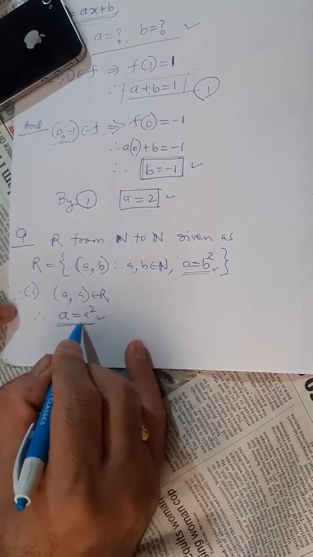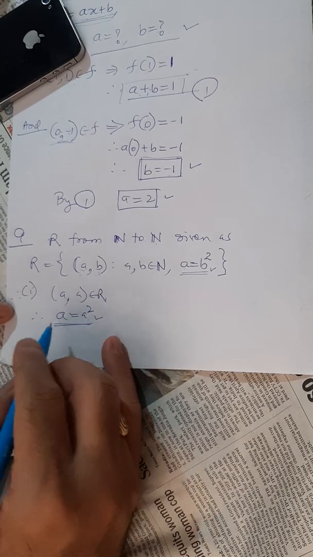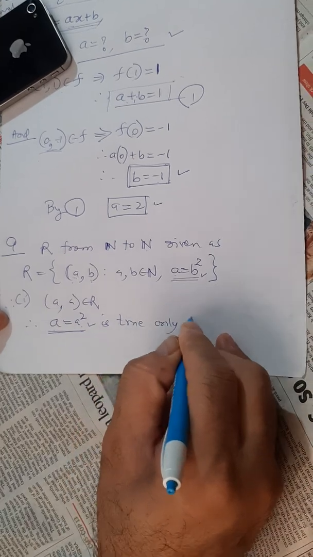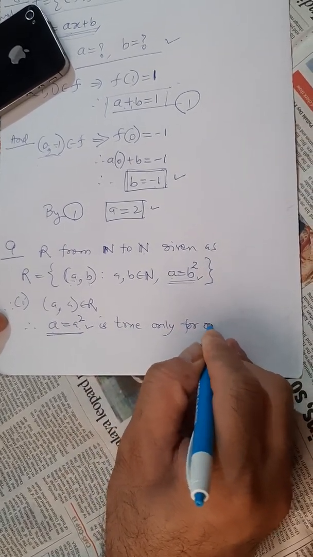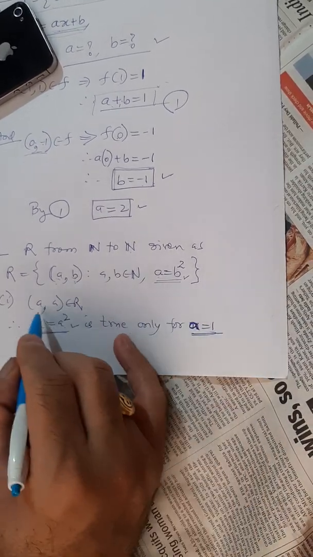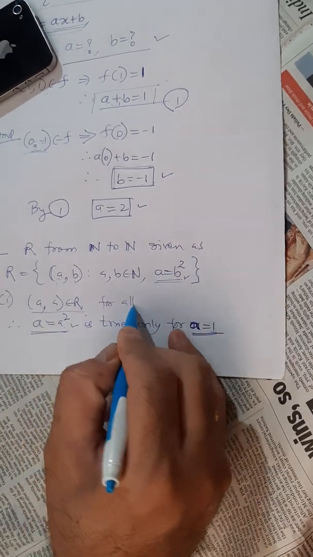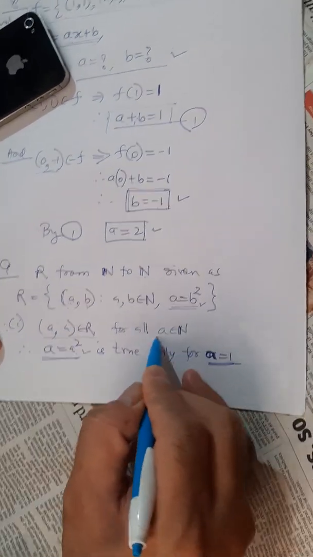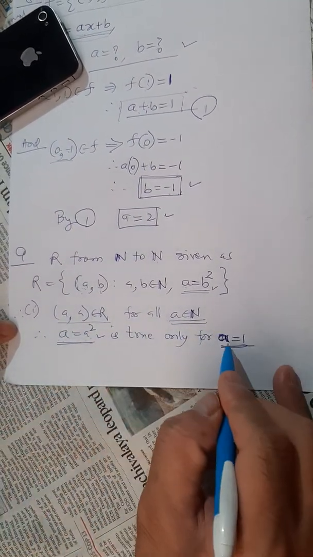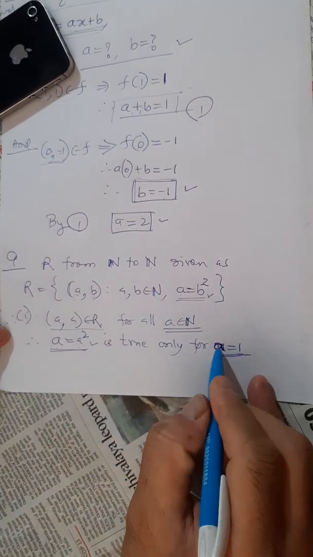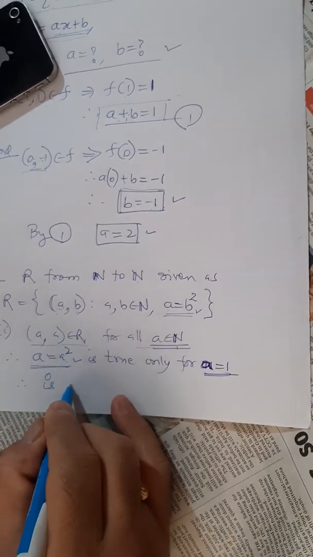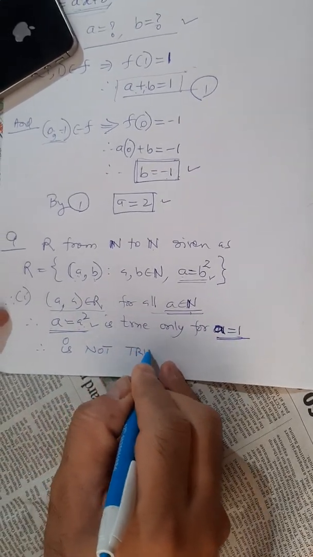So you know that this is true only for n equals to 1, not for all. In the question it is written for all. Is this true for all a belonging to N? Now if I put 2, this is not true. 2 equals to 2 square, not true. So it's true for only one but not all. Therefore the first statement is not true. Remember, this is not true.